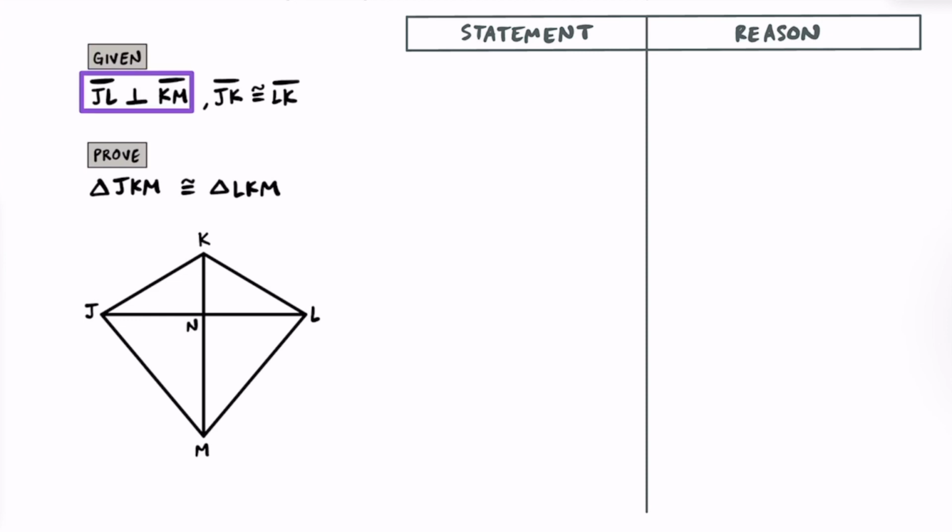First, we're told that segment JL is perpendicular to segment KM. Here's segment JL, and here's segment KM. Given that these two lines are perpendicular, we know that they meet at a right angle. So that'll be helpful a little bit later.